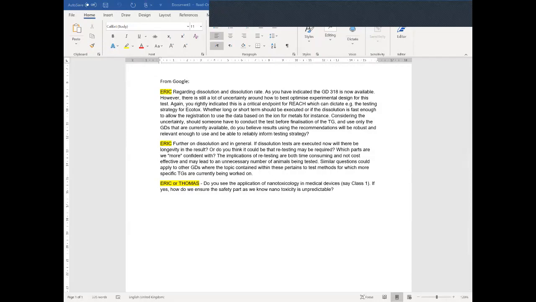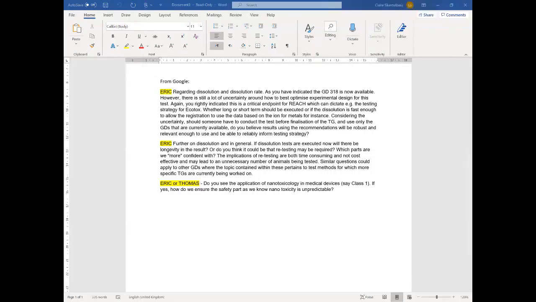More in general, for whatever test guideline, the dissolution is a clear difficult one and a clear critical parameter. But in general, if you have doubts whether a test guideline is fully applicable for your nanomaterial, discussions with the regulator who you want to accept the data is generally a good first step, I would say.